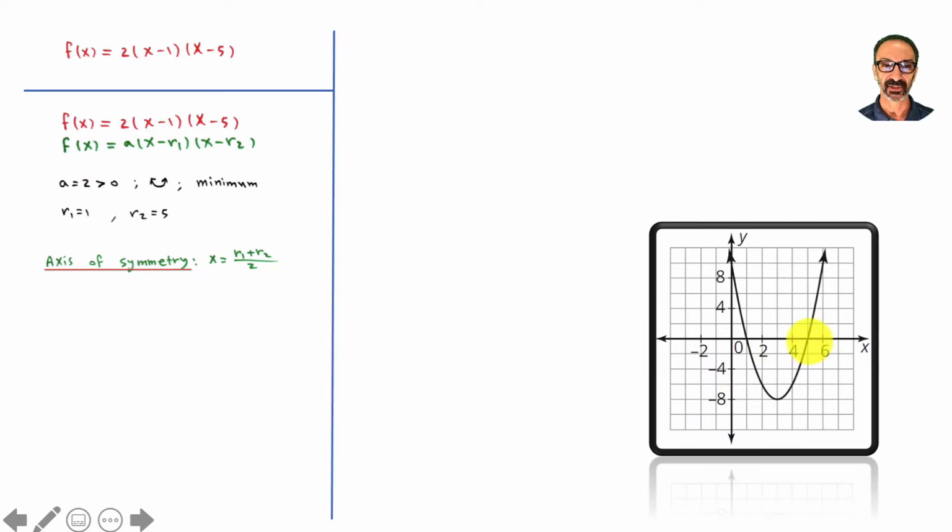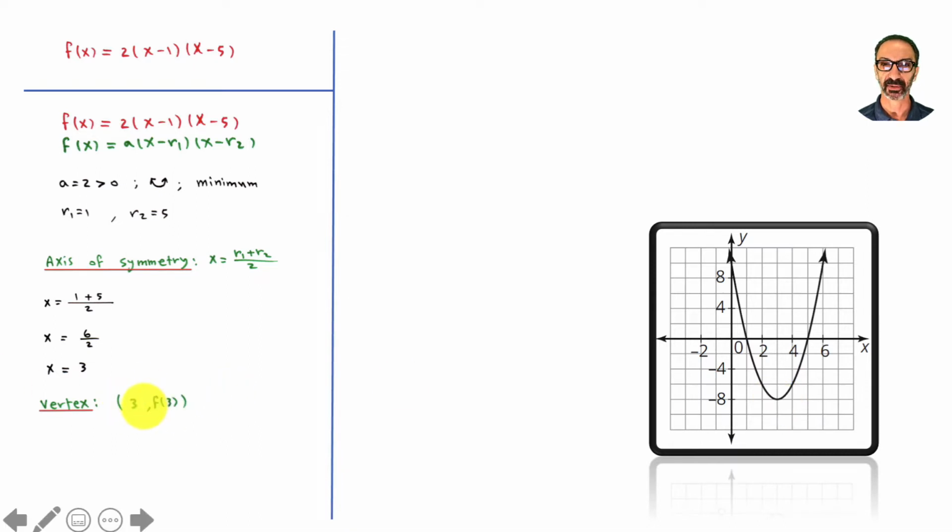Axis of symmetry will be the average of these 2 points to go in the middle. I could see it from the graph, but doing the math, it's 1 plus 5 over 2, which is 3. So x equals 3 will be my axis of symmetry right there. The vertex shows right here at 3, -8.